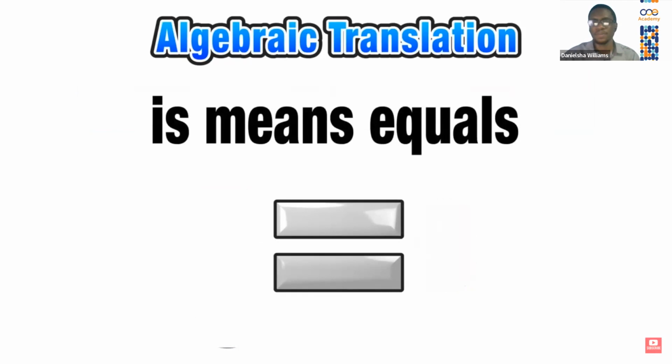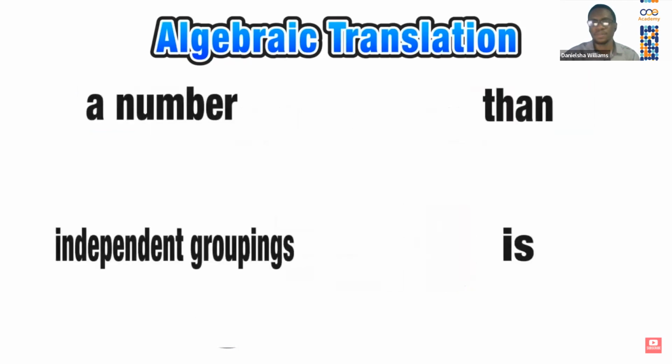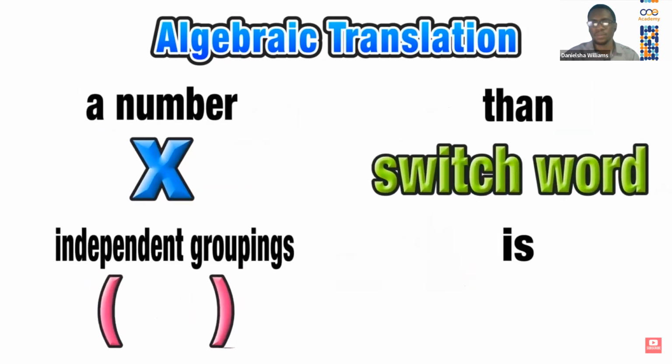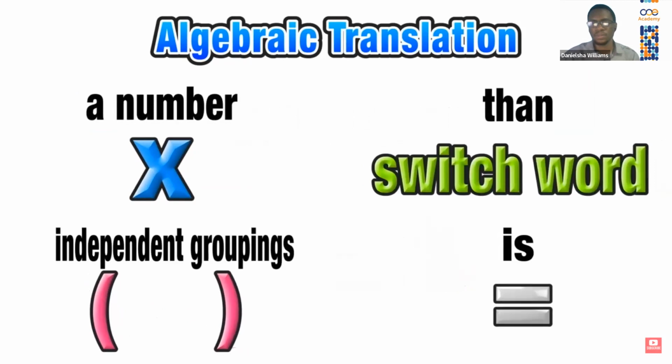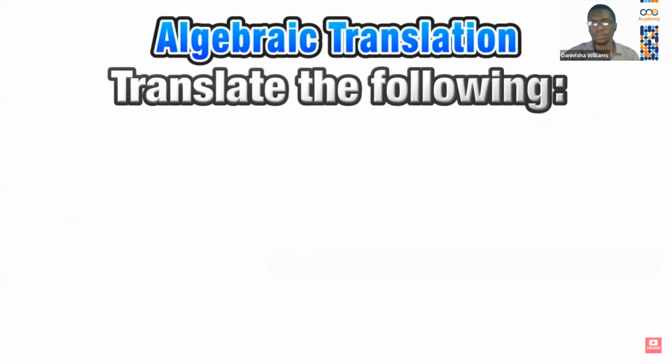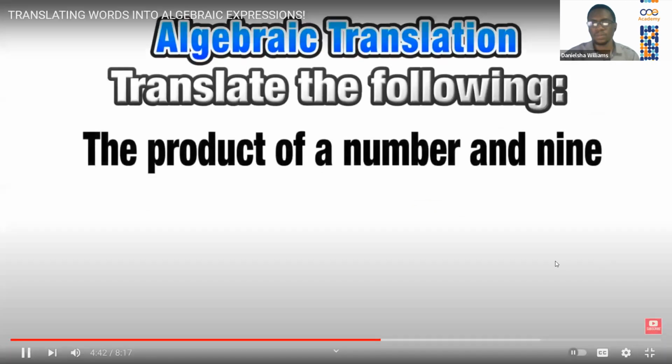So a quick recap before we get into the examples. Remember that a number is just a variable. The word then we call a switch word. Use parentheses for independent groupings, and is means equal to. So now we're ready for a few examples. So first, let's translate the phrase the product of a number and 9.